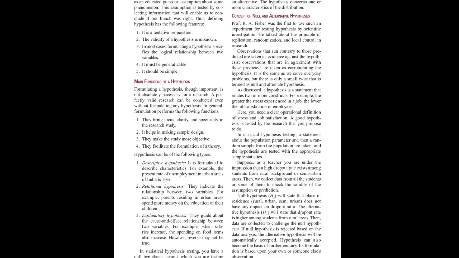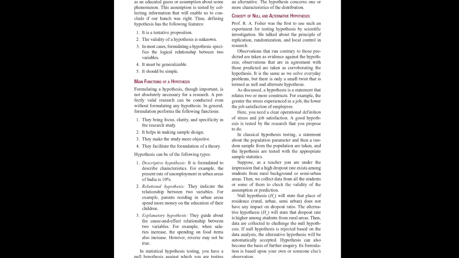Observations that run contrary to those predicted are taken as evidence against the hypothesis. Observations that are in agreement with those predicted are taken as corroborating the hypothesis. It is the same as we solve everyday problems, but there is only a small twist that is termed as null and alternate hypothesis. As discussed, a hypothesis is a statement that relates two or more constructs.